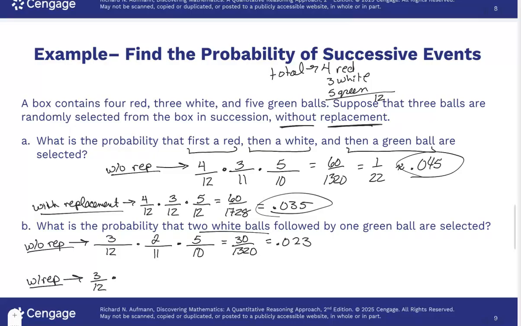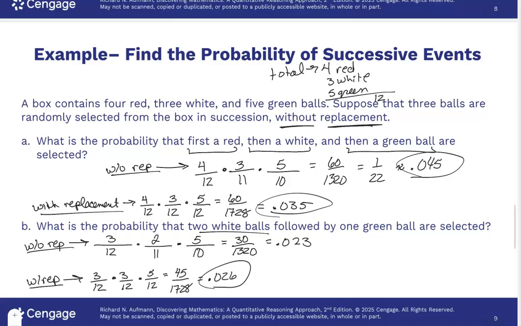The probability that the second one's white is also 3 out of 12. And then we want the probability of picking that last one that's green. We still have 12 balls in the box because we are throwing them back in since we're doing it with replacement. And 5 is still green. So we have 3 times 3 times 5 in the numerator, and then 12 times 12 times 12 in the denominator. So you can see how that answer is slightly different if we do it with replacement versus without replacement.